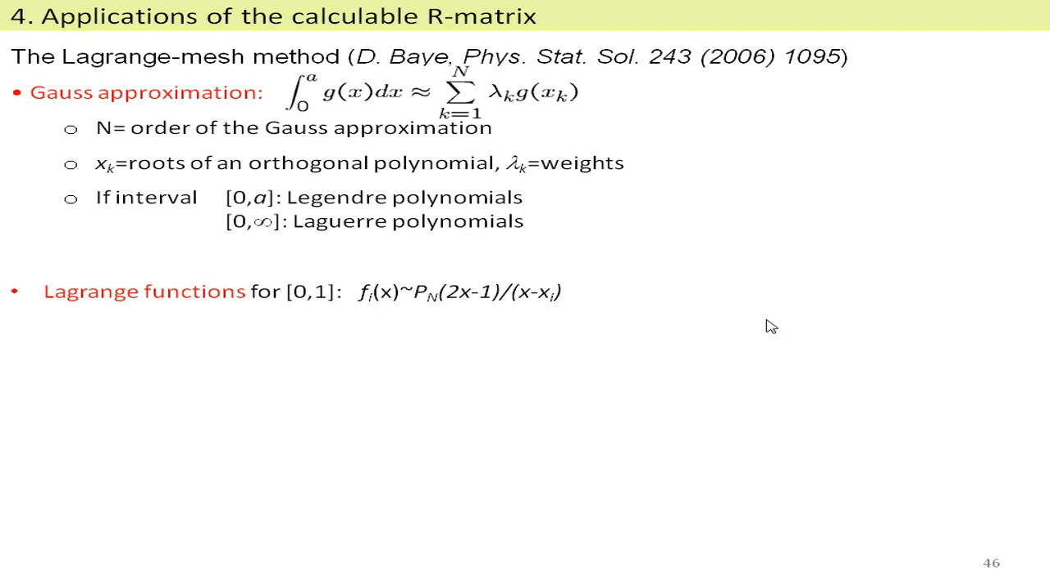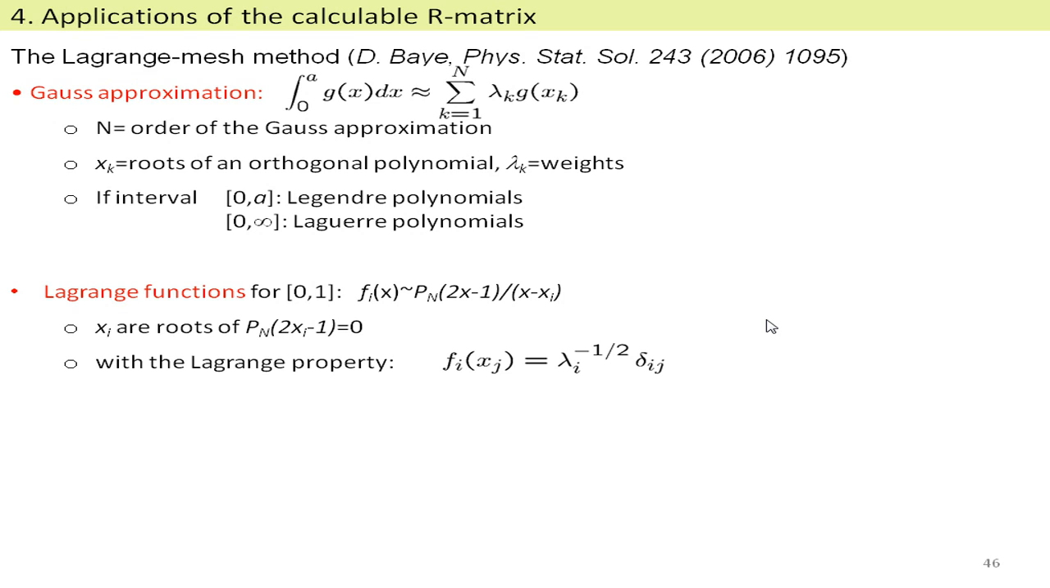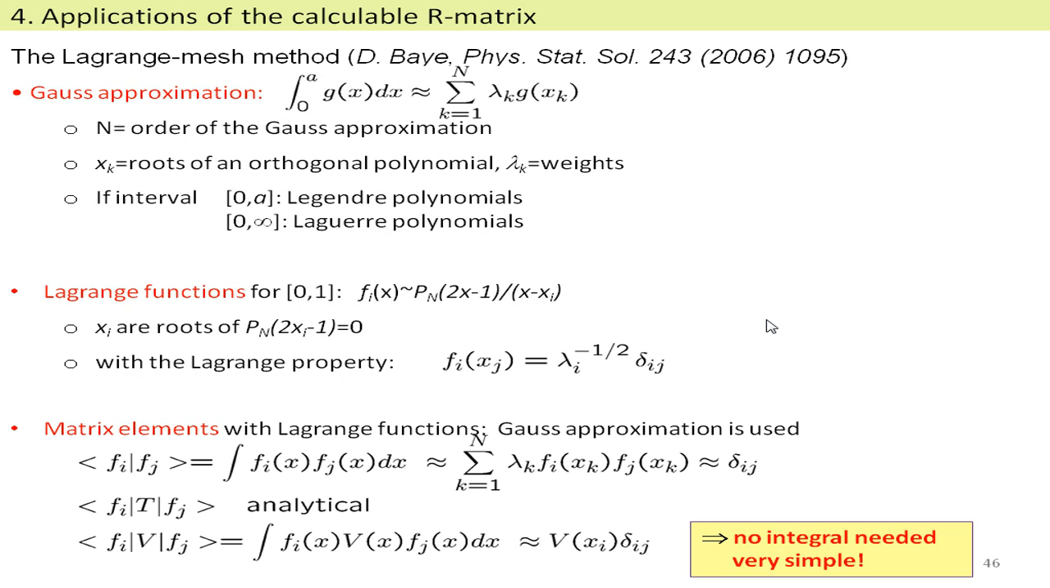And these Lagrange functions are simply the Legendre polynomial divided by x minus the root of the Legendre polynomial. So these x_i are the roots. And now if you choose the coefficient here in such a way that you have this condition, then you can easily compute the matrix element.